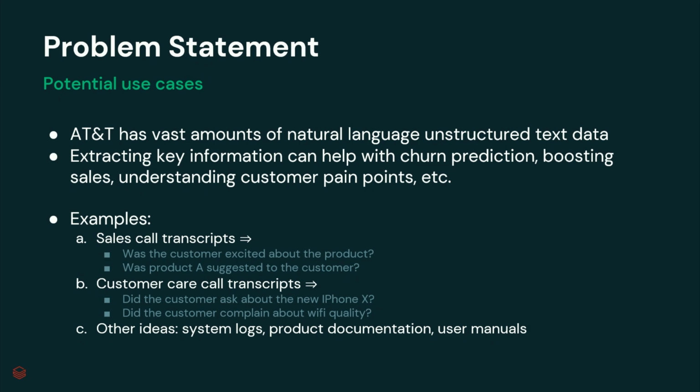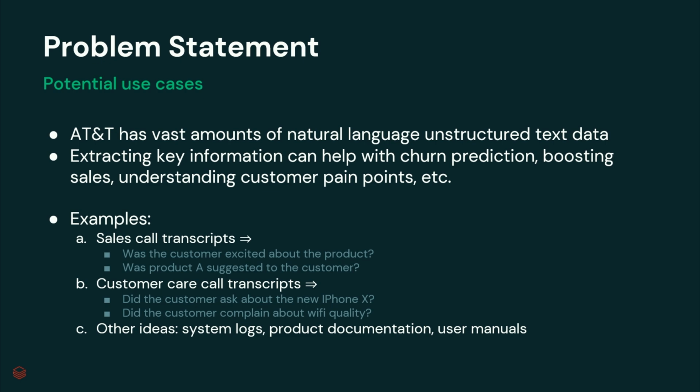So AT&T has accumulated an extensive amount of natural language unstructured data. That could span from product documentation, sales, customer transcripts, customer care, call transcripts. If we were to build a performant AI ML system, we can tap into that data to extract and act on key insights systematically, such as reducing churn, boosting sales, identifying customer sentiments, or identifying product pain points.